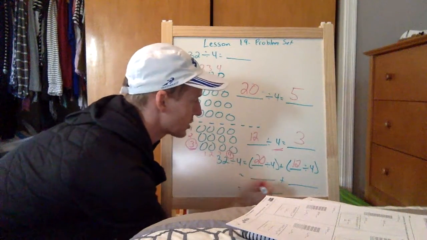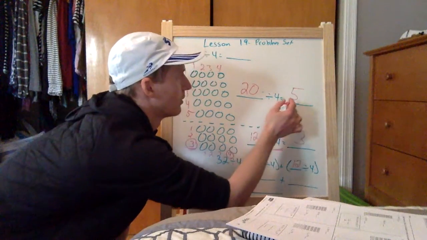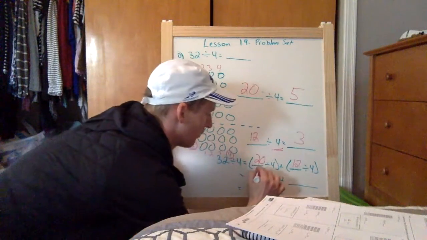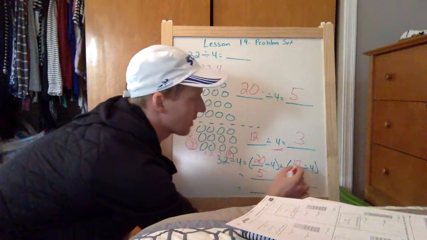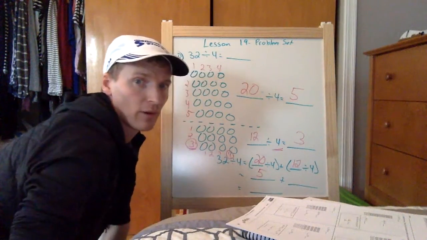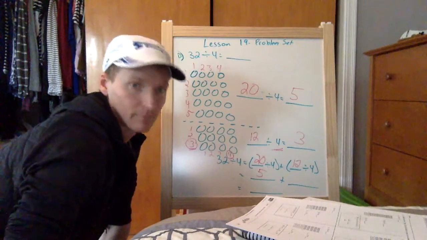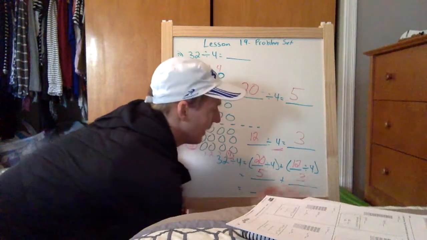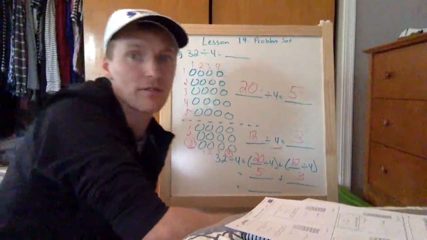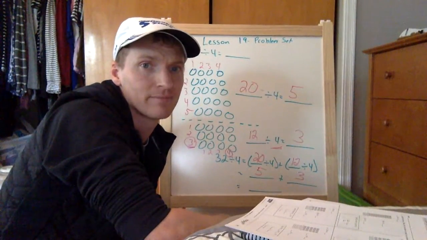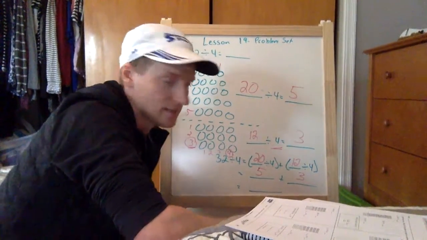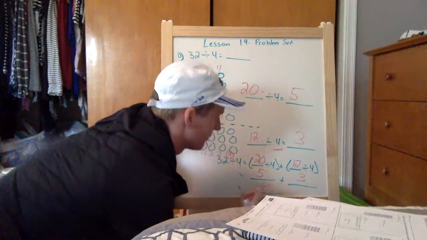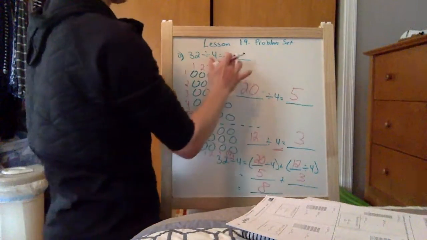Now the next one. What was our answer? 20 divided by 4. 5. Plus, what's our answer? 12 divided by 4. 3. And now just add them up. 5 plus 3 is 8. And write your 8 back up to the original.